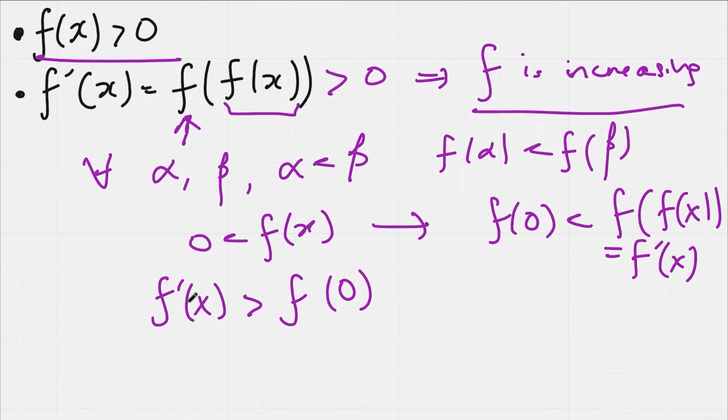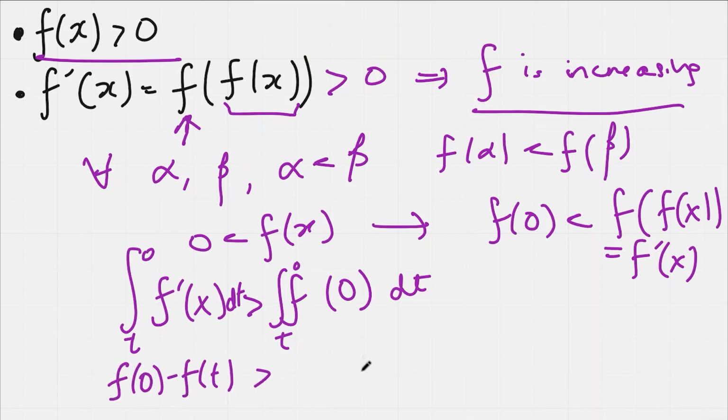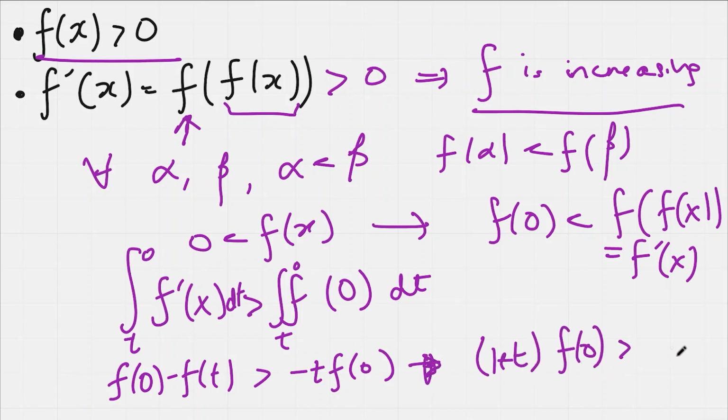So if I integrate this between t and 0, dt, and the integral from t to 0, dt, what do I get on this side? Well, I'm just going to get f of 0 minus f of t, and that's going to be bigger than this thing here, which is just going to be minus t times f of 0. And if I just rearrange this, what do I get? Well, I'm going to get 1 plus t times f of 0 is always bigger than f of t.